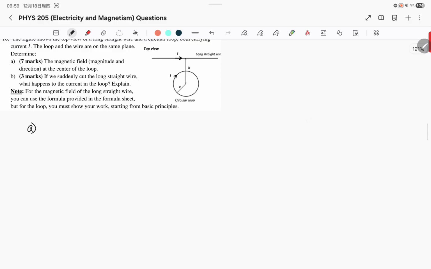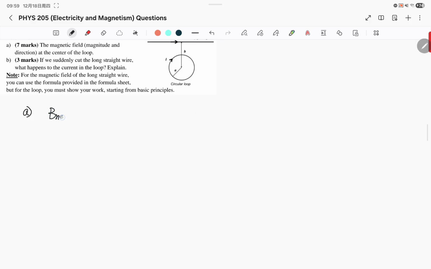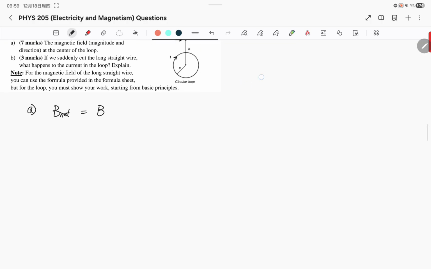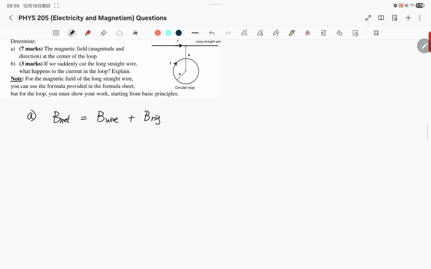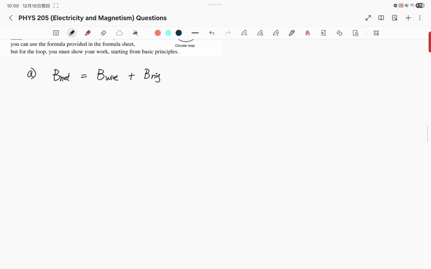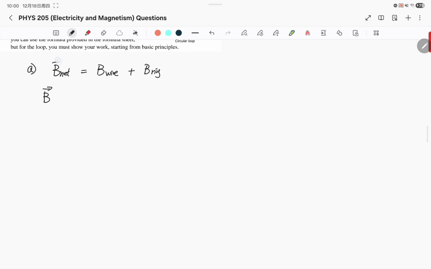Since we have two wires both generating a magnetic field, our B total, or B net, is equal to B, I'm gonna call the long wire just wire, plus B ring. A circular loop is basically just a ring. Let's do B wire first. And I'm gonna call it a vector because we have magnitude and direction. We need to consider both components.